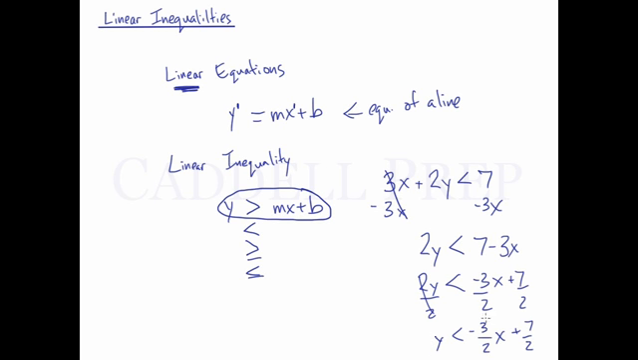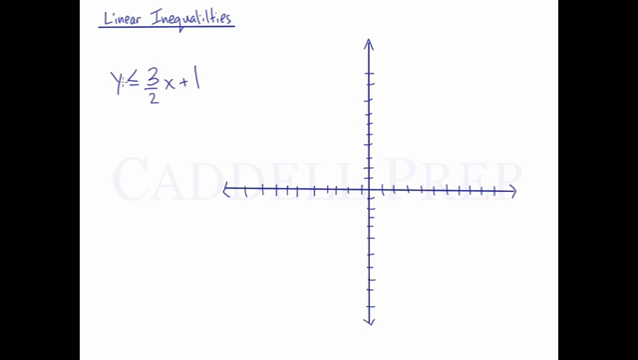Okay, but what exactly does this mean, to have an inequality sign here rather than an equal sign? Well, it's going to affect the way we graph it, and it's going to affect the possible solutions of this inequality. So let's say we have this inequality: y is less than or equal to 3 halves x plus 1. Again, this looks kind of like the equation of a line, where we have mx plus b, where 3 halves is the slope and 1 is the y-intercept.